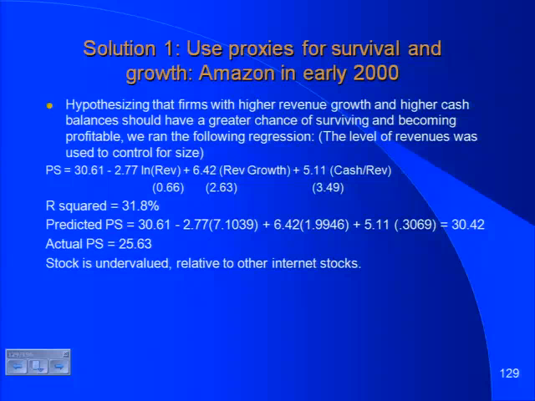The stock I was interested in January 2000 was Amazon. So I went in and plugged the numbers for Amazon into this regression: log of revenue, revenue growth, cash as a percent of revenue. I came up with a predicted price to sales ratio for Amazon of 30.42. Given how other .com stocks were being priced in early 2000, that's the multiple of revenues I'd have expected Amazon to trade at. It was actually trading at 25.6 times revenues, which based on that regression would tell me they're undervalued by about 20%.